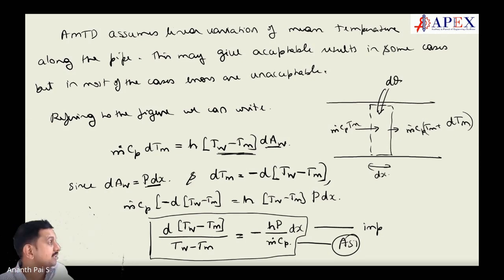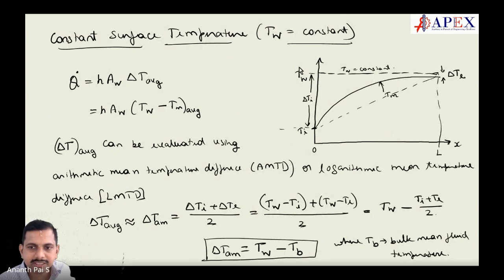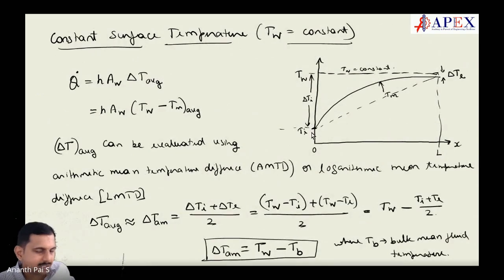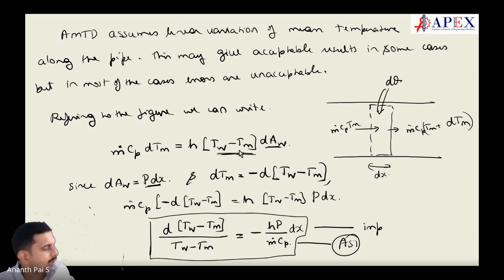Wall temperature I am considering constant, obviously. The wall temperature is greater, only then this graph is there. If I put it the other way around, it will come down like this. Delta T is Tw minus Tm, higher minus lower. Why are you putting minus? Do the differentiation.